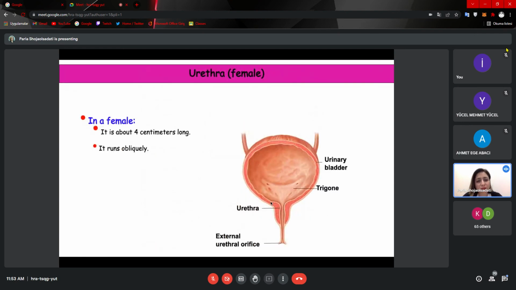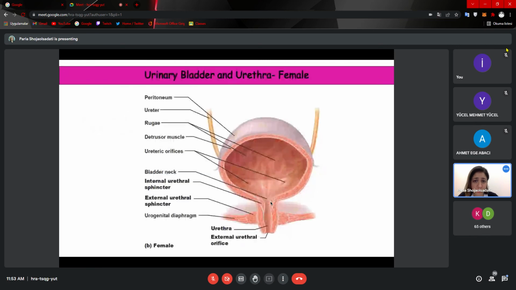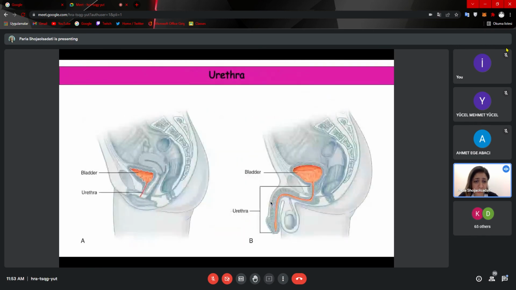In the female, the urethra is about 4 centimeters long. It runs obliquely and has nearer neighbors. It's neighbored anteriorly by the symphysis pubis and posteriorly by the vagina. Let's take a look at the mid-sagittal section. You can see it in here.